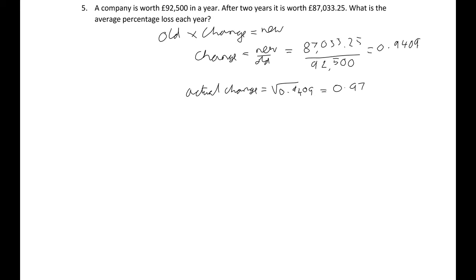Oh, that's a much nicer number. So 0.97 minus 1 is minus 0.03, which is minus 3%. So therefore, we have a 3% loss every year. And there we go. That is one of the hardest styles of questions that you will have to face with this. Manage to get that out, well done.